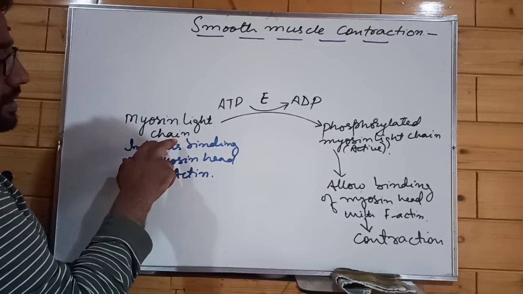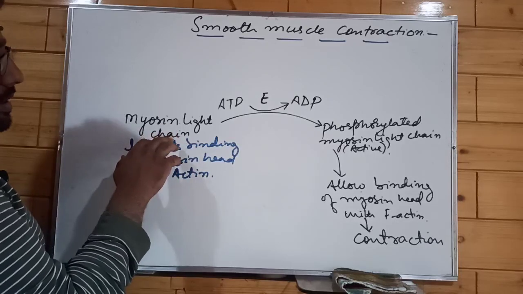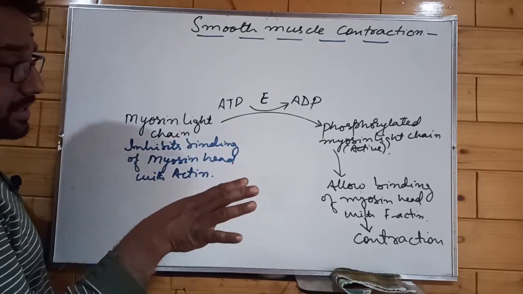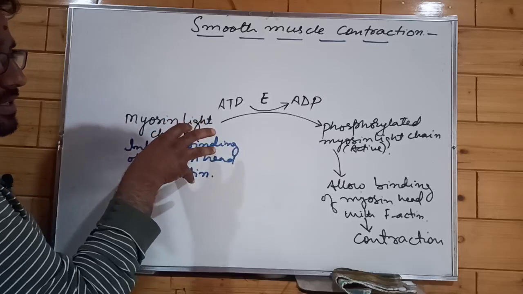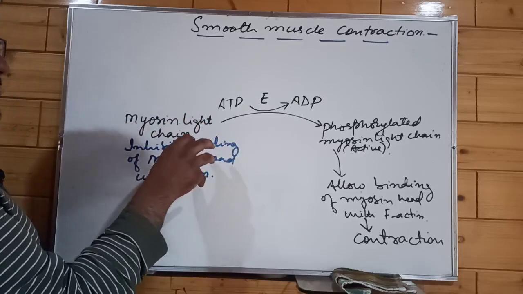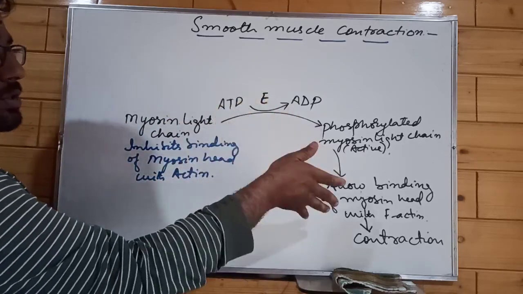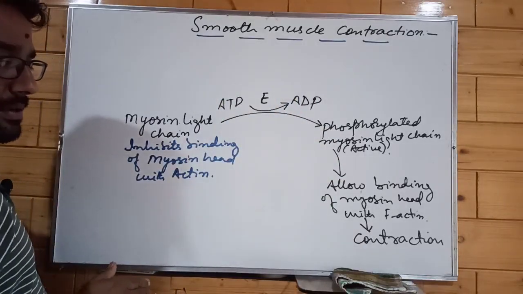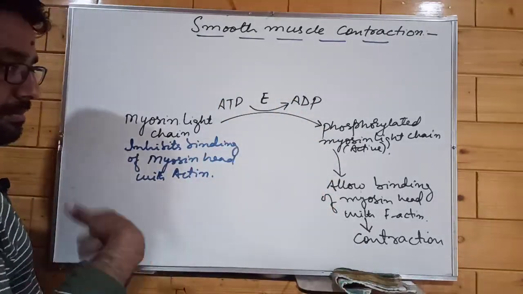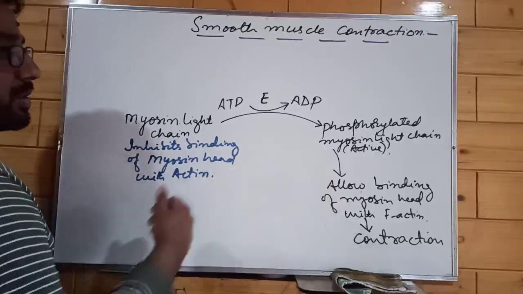Actually, myosin light chain inhibits binding of the myosin head with the actin. Now once it's phosphorylated, it allows the binding of the myosin head with the F-actin. And once the binding occurs, binding is accompanied by the sliding, and that is what is called contraction.